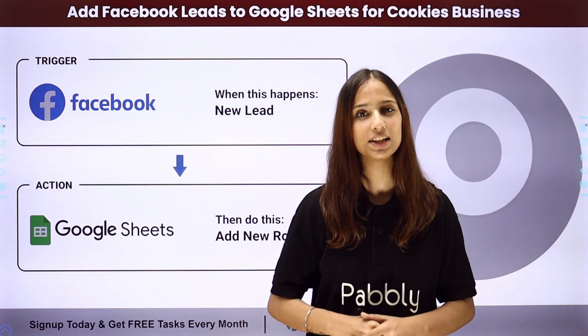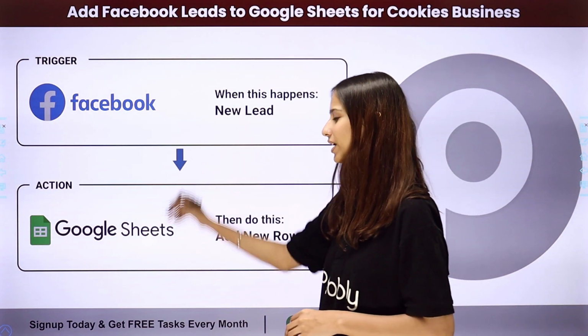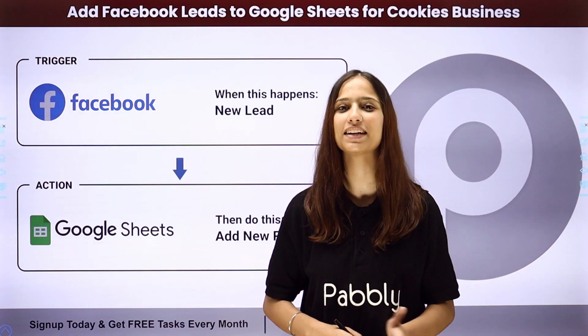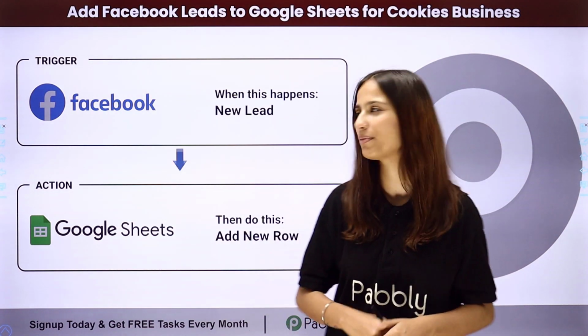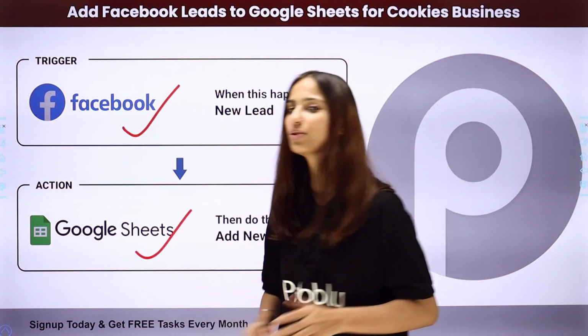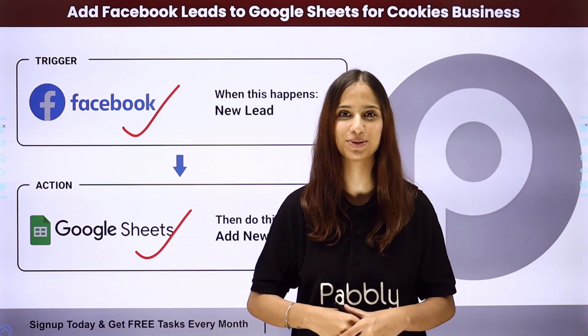Now to do this, I need to build an integration between these two applications, for which I will be using this amazing integration and automation software, that is Pabbly Connect. So here my trigger application will be Facebook and my action application will be Google Sheets. So to learn more about this integration, follow me through the screen.